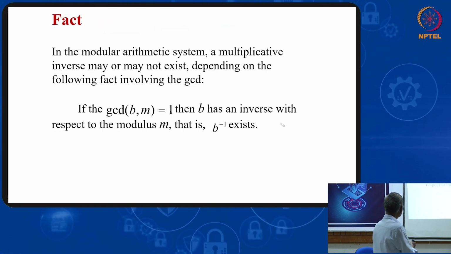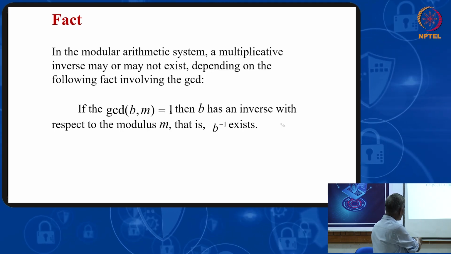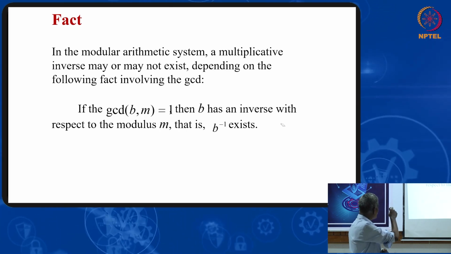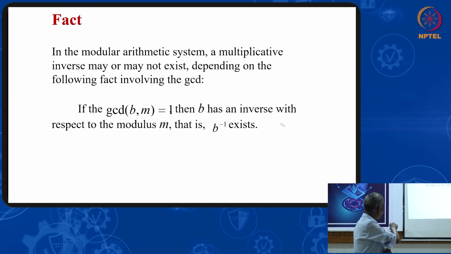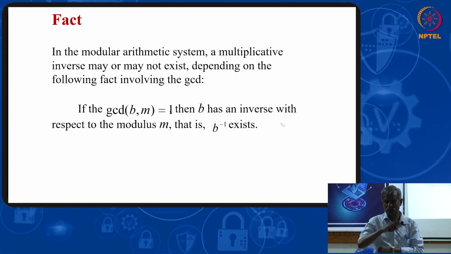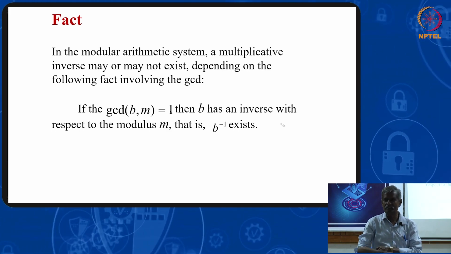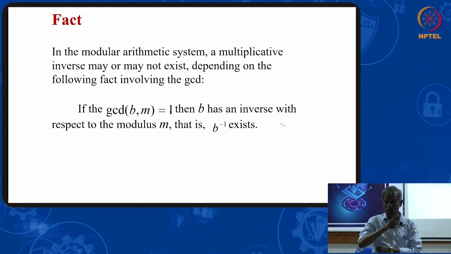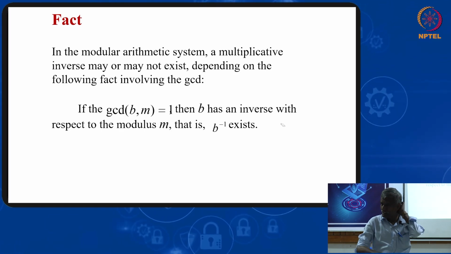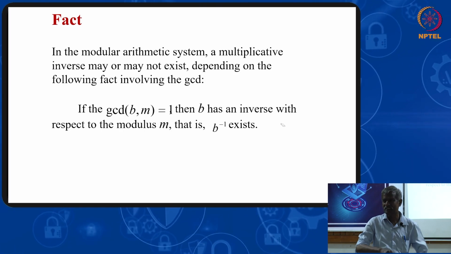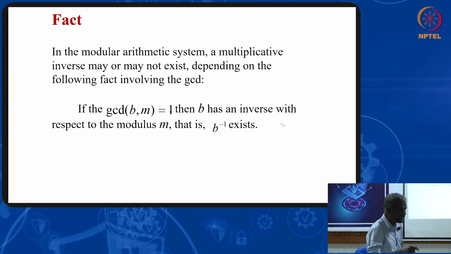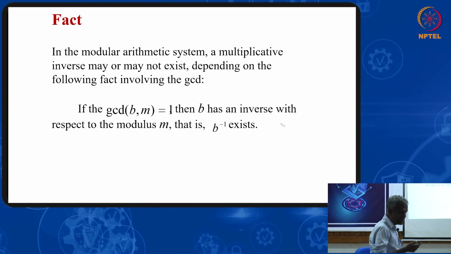In modular arithmetic, a multiplicative inverse may or may not exist, depending upon the following fact. If the greatest common divisor between a number b and m equals 1, then b inverse exists modulo m. When you work modulo m and want to check whether b has an inverse in the modulo m algebra, the greatest common divisor between b and m must be 1. If it is so, then b inverse exists.